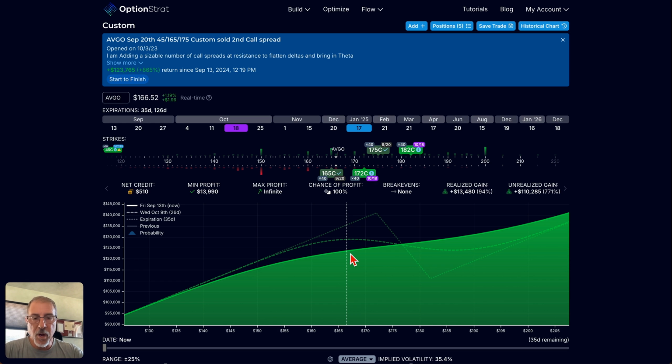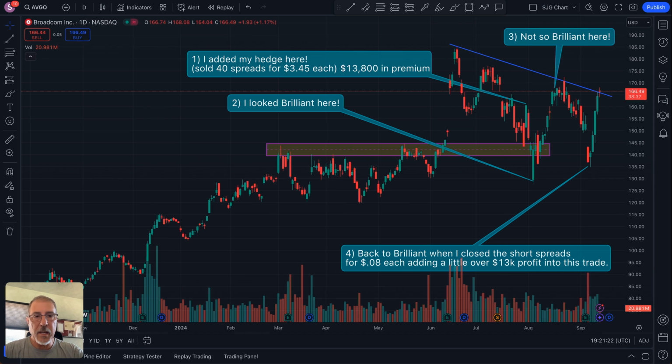Now, if Avgo does break to all new highs and starts to rip up, I may very well have to close this for a loss, or maybe roll it out further in time or higher up price-wise. But right now, I am of the opinion that we might be at a resistance area here again, and either going to stabilize in this area and chop sideways, which would be fine for this trade, or maybe pull back again, which would also be fine for this trade.